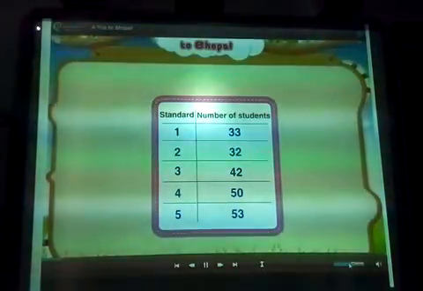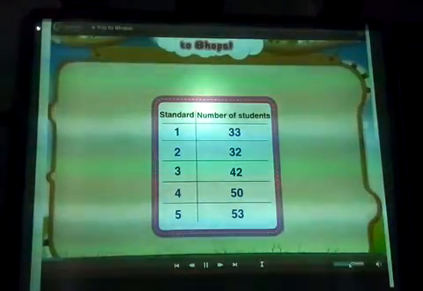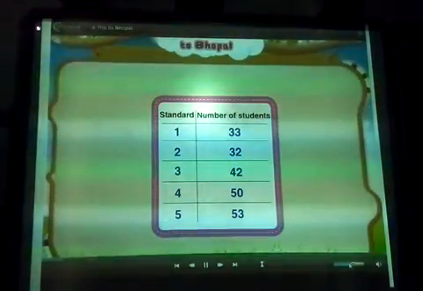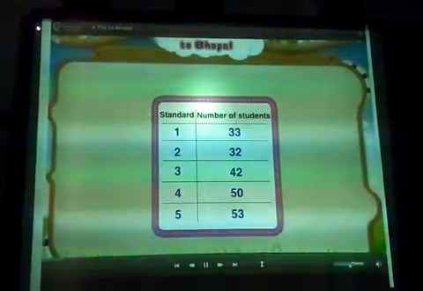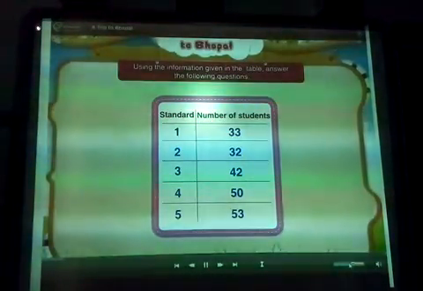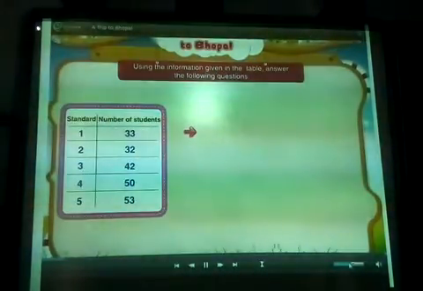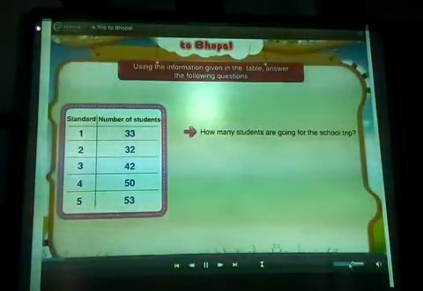Look at the table given here. The number of children going for the school trip from different standards is mentioned. Using the information given in the table, answer the following questions. Question: how many students are going for the school trip?